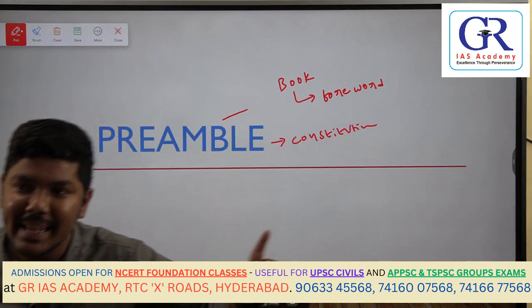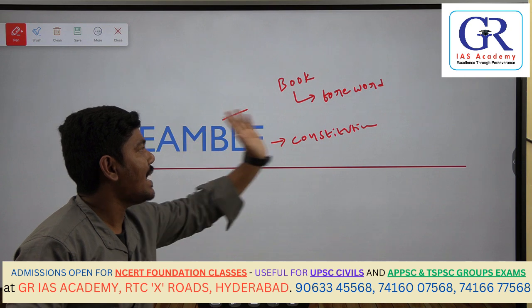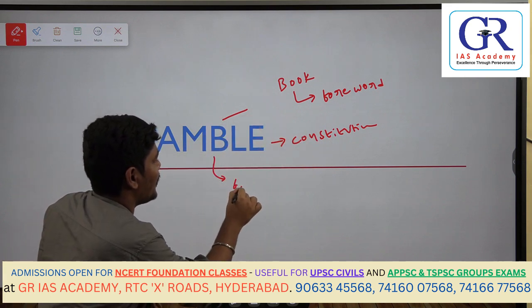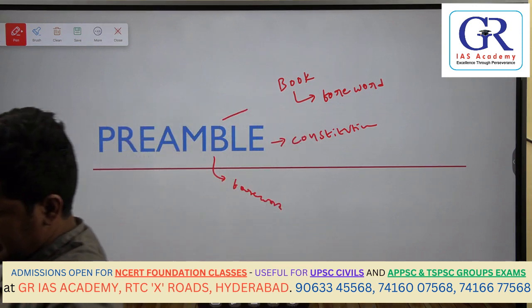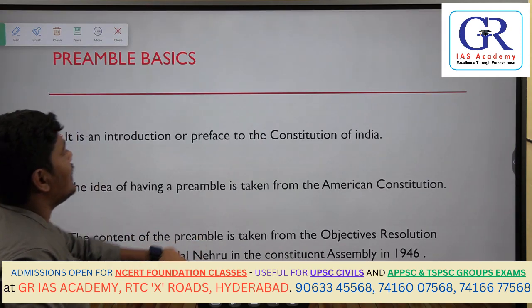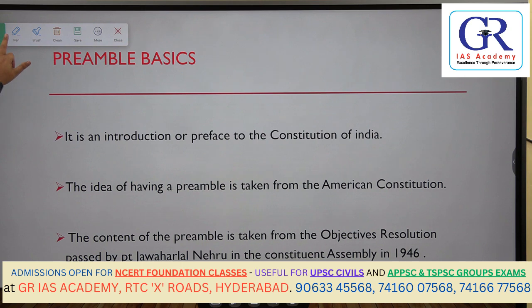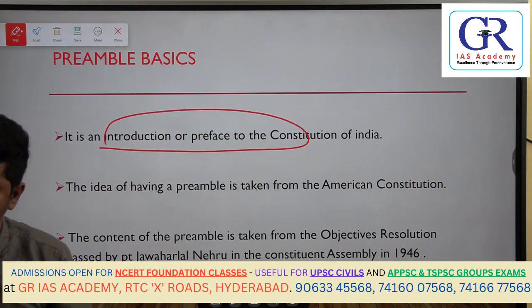To the constitution, preamble acts like a foreword. For a book, we have a foreword; likewise, the preamble is basically the foreword to the Constitution of India. So what will it tell us? It will provide the details about who has written this constitution, what the objectives of this constitution are, and when this constitution was adopted. Every detail is mentioned in the preamble. Let us read some basic facts. The first point, as we have already discussed, is that it is basically an introduction or preface to the Constitution of India.